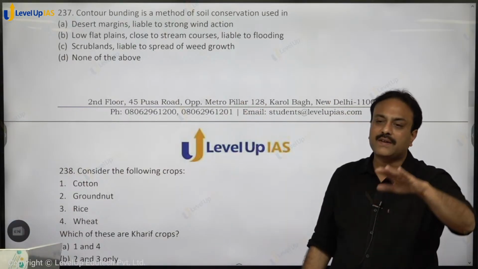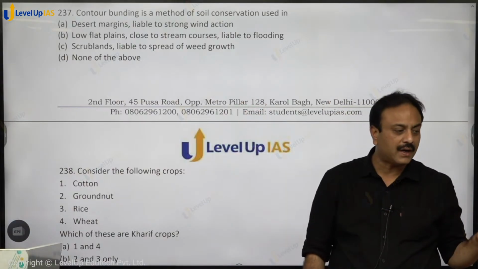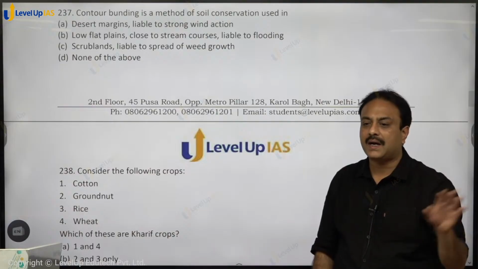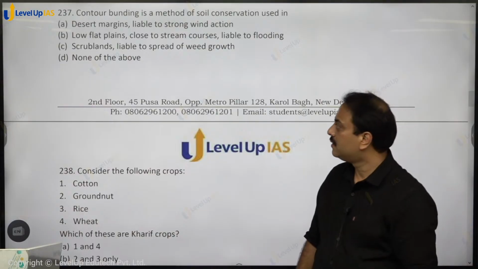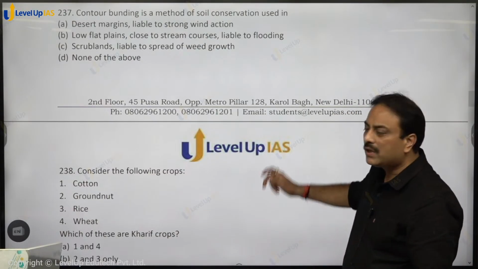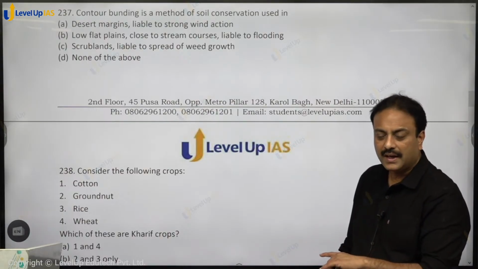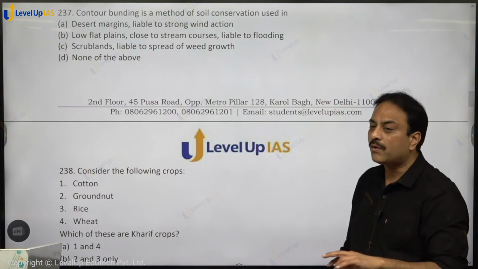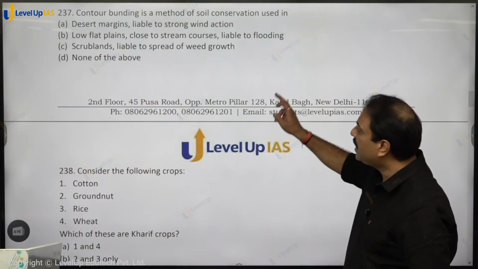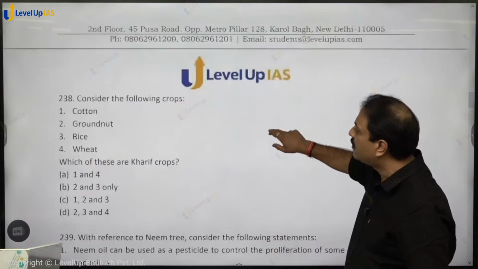Here you may also have some slope, or it may be completely flat. But in steppe agriculture, it will be flat land. Contour bunding may result in steppe agriculture naturally. लेकिन स्टेप एग्रीकल्चर हमेशा काउंटर बंडिंग होगा, दिस इज नॉट ट्रू. So here the answer is none of the above, D, D for dog.